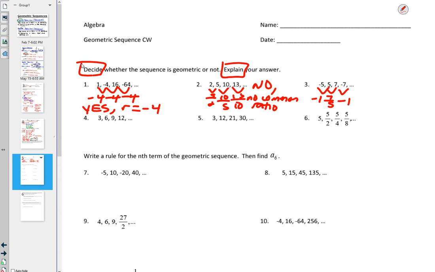How about the next one? Can you give me another reason other than that there isn't a common ratio as to why number 4? It's arithmetic. Very good. Number 4 does not have a common ratio. What does it have? Common difference.